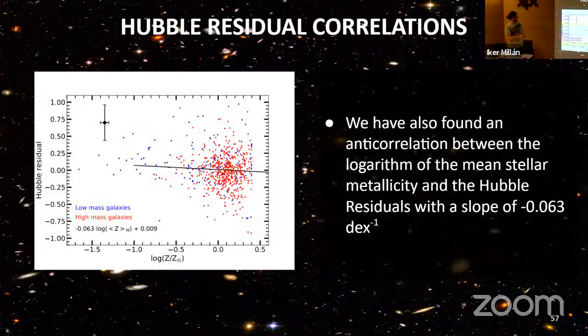And then we have checked for the metallicity, the mean stellar metallicity, on the Hubble residual. We have also tried to divide to see if there are two populations, like in blue the low mass and in red the high mass. And we have found a slope coefficient of minus 0.063. It's not a very big effect, but it's an effect to take into account.